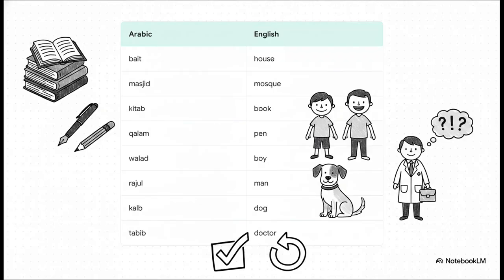It is genuinely amazing to see how much can be absorbed in mere minutes. You've got objects like kitab and qalam, people like walad and tabib, animals like kalb. But far more importantly, the logic of how to point to them, ask what or who they are, and confirm with yes or no, that's now entirely unlocked for you. It isn't just about memorizing a list. It's literally learning the operating system of the language.